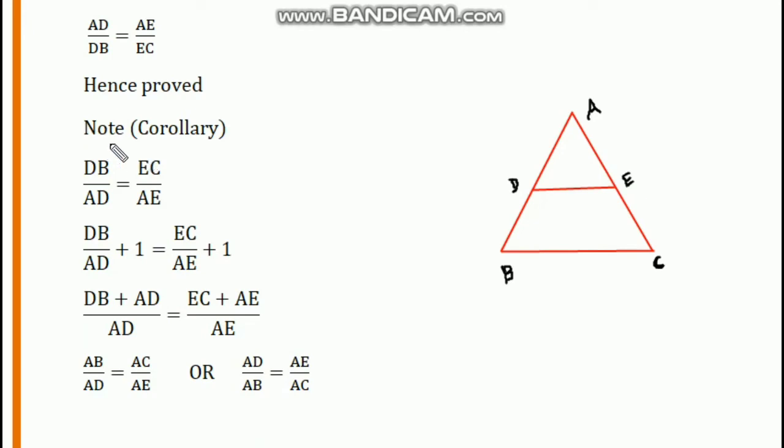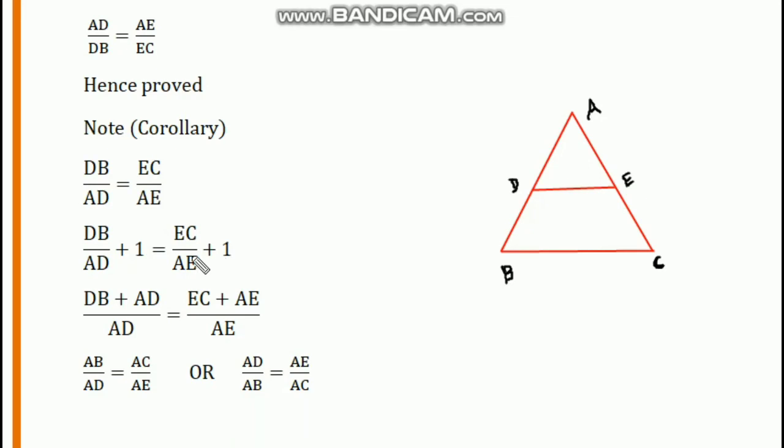First, students, let's discuss the corollary of the basic proportionality theorem. So what is meant by corollary? That is the subdivision of a theorem. This is a subdivision of the basic proportionality theorem. Okay. So already we proved AD by DB equals AE by EC. AD by DB equals AE by EC. So here, just take the reciprocal. So DB by AD equals EC by AE.